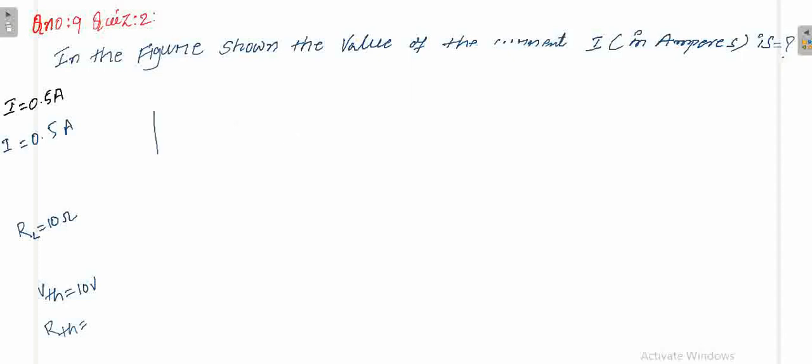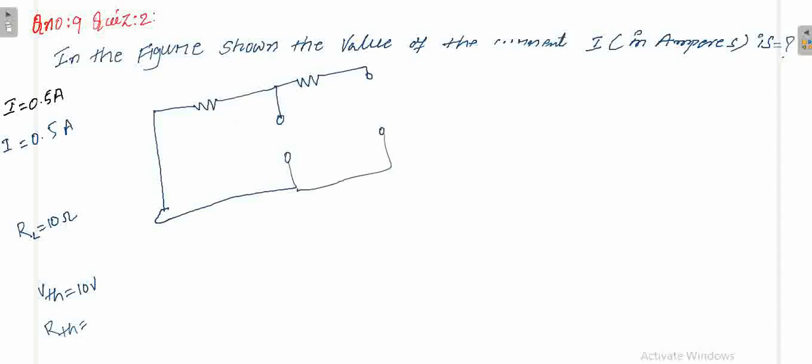So here we have to make short, and here one resistor, and here open, that is your current source, and here one more resistor, and between these two terminals you have to find your RTH. Because of this open, you can eliminate this total.